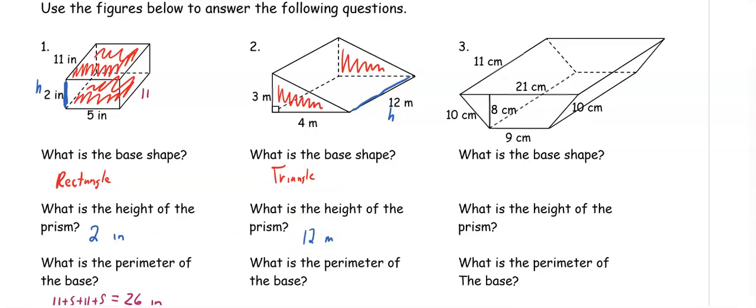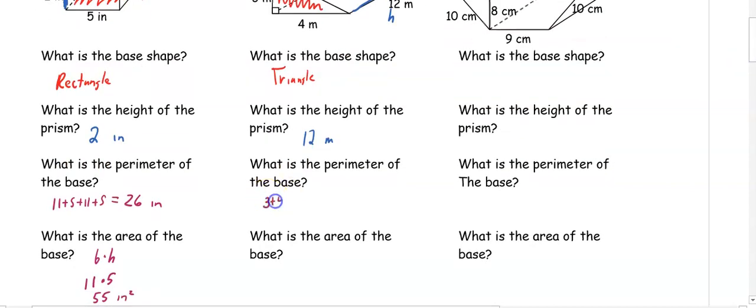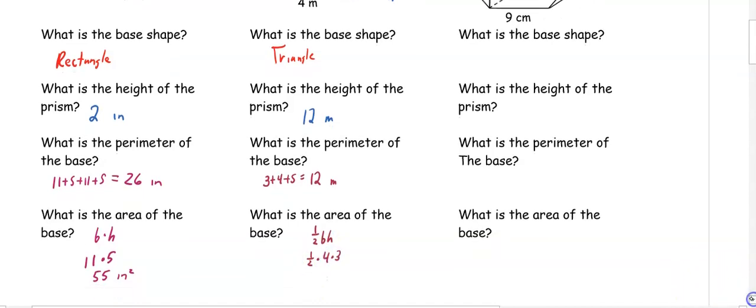The perimeter of our triangle, we only have two sides. So for perimeter, we have to find the third side by doing the Pythagorean theorem. So x squared equals 3 squared plus 4 squared. x squared equals 25, so x is 5. So if we know that side's 5, for our perimeter, we'd have 3 plus 4 plus 5, which would give us a perimeter of 12 meters. To get the area of the base, because it's a triangle, the area is 1/2 times 4 times 3, which will get us 6 meters squared.